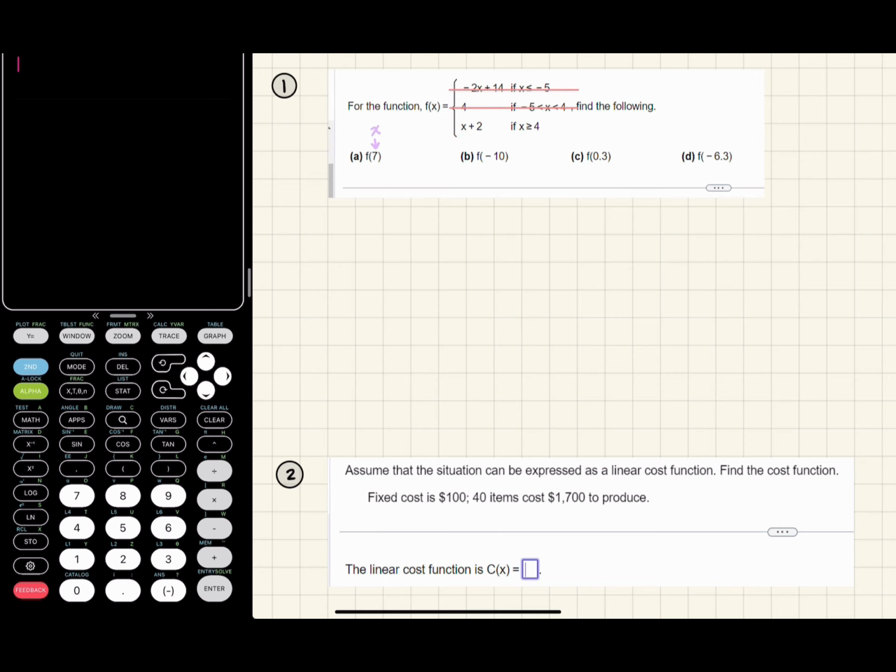So what does that mean? Well, that just means we take our 7 and we replace the x, and we solve the function. So we have 7 plus 2. Let me change this here, just so we know this is the function we're using. And our x value happened to be 7. 7 plus 2 is 9. So our answer for part A is 9.